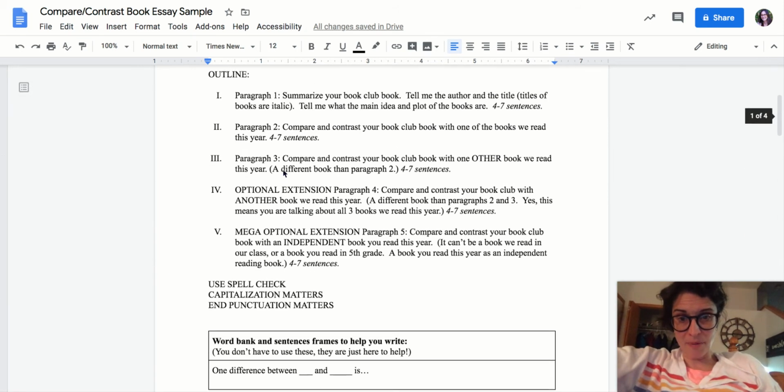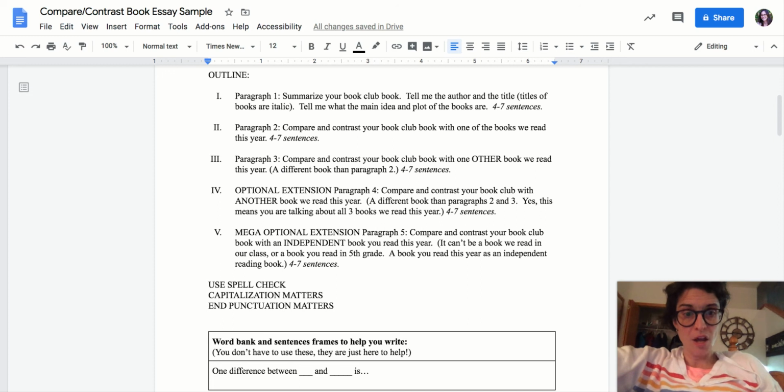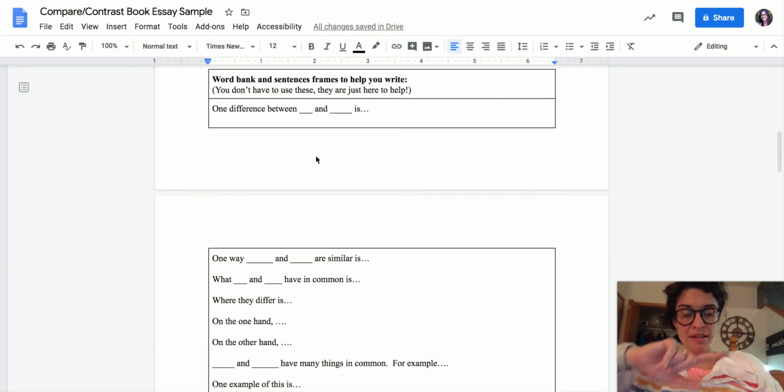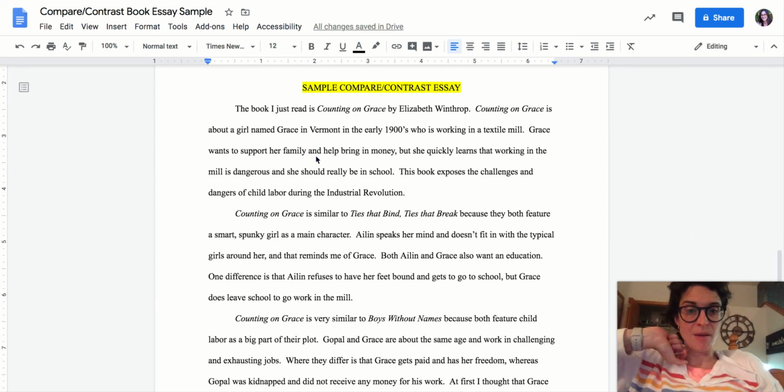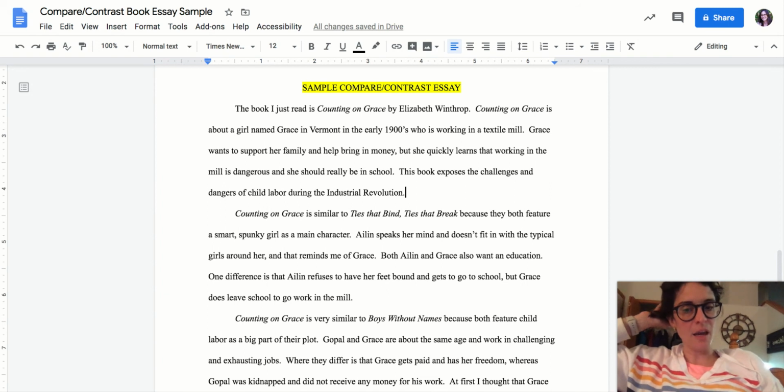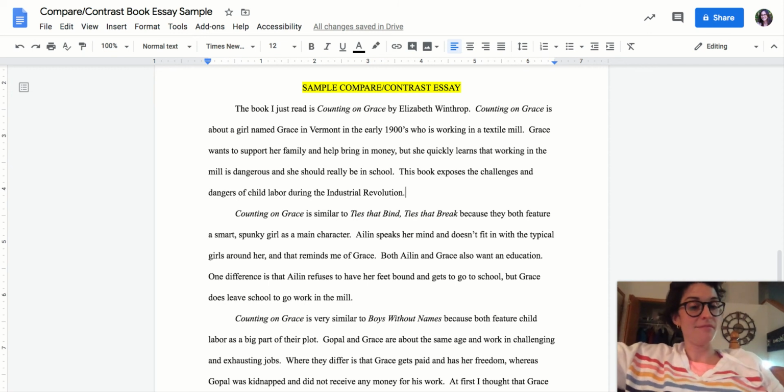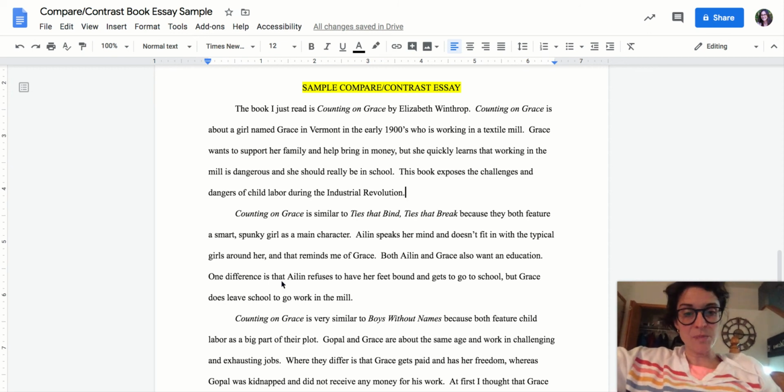It's telling me that paragraph 2 should compare and contrast your book club book with one of the books we read this year. So my first one is going to be Ties That Bind, Ties That Break. Counting on Grace is similar to Ties That Bind, Ties That Break because they both feature a smart, spunky girl as a main character. Eileen speaks her mind and doesn't fit in with the typical girls around her, and that reminds me of Grace. Both Eileen and Grace also want an education. One difference is that Eileen refuses to have her feet bound and gets to go to school, but Grace does leave school to go work in the mill.